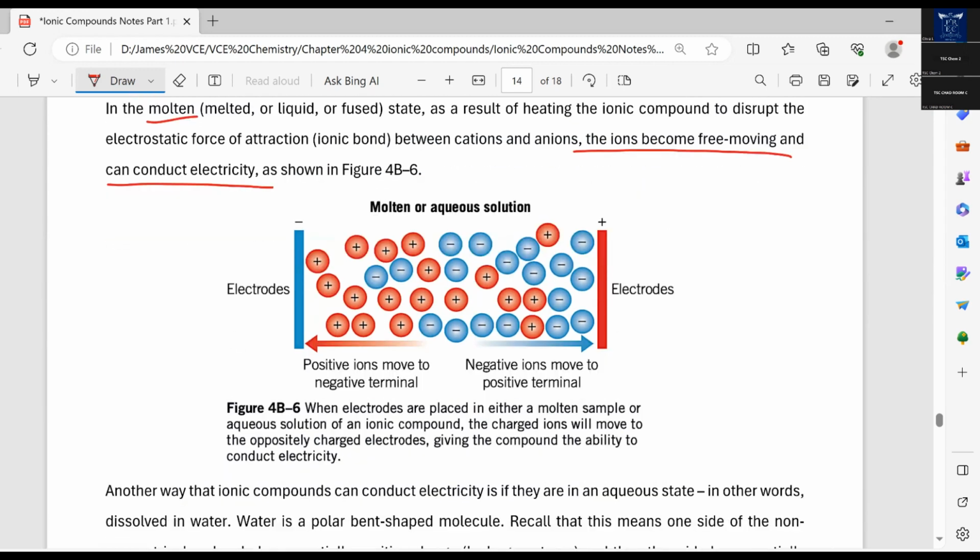This particular knowledge will be useful later on in Unit 3 when we look at galvanic and electrolytic cells.